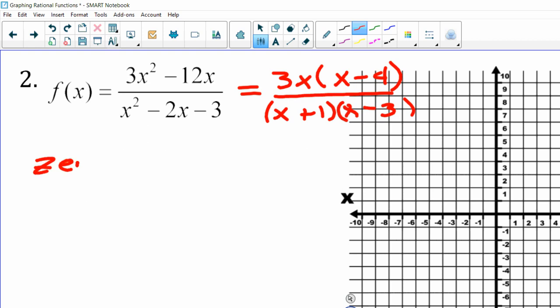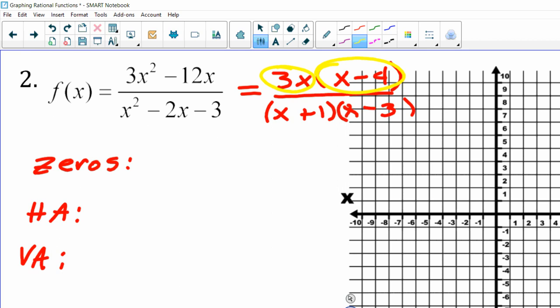Zeros, horizontal asymptotes, vertical asymptotes. I know we did it, but there were some people who are here now who were not here yesterday, and this is, I hope, helping you review a little bit. How do we find zeros? When the numerator is 0. Now I want you to look at this piece right here. When is that equal to 0? When x is 0. When is this equal to 0? When x is 4. So I have two zeros. When x is 0 and when x is 4.